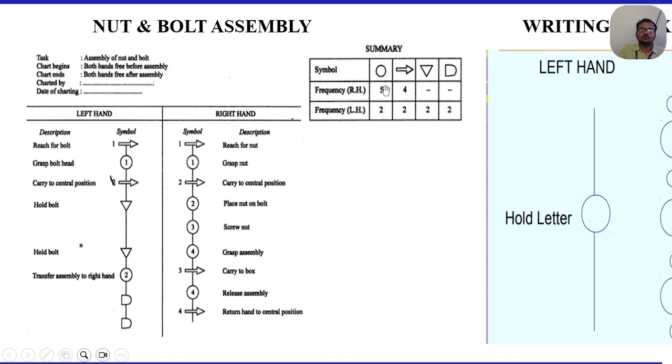So the number of operations he is doing using his right hand is 5, whereas the number of operations he is doing using his left hand is 2. So this has to be ensured, and it has to be vice versa if the person is a left-handed person. So this chart will help you.